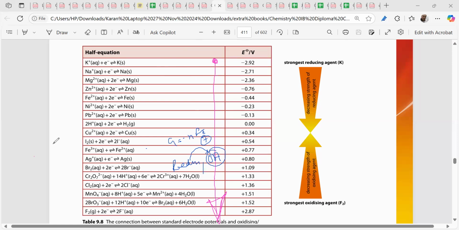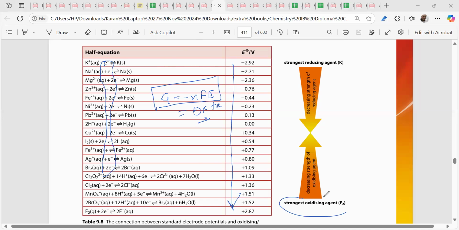But always use this formula, which is not in the book. It's from my trick, I'm telling you. G is equal to minus NFE. These are reduction reactions. So, negative into positive is negative. So the more positive, the more reduction, which means they will behave as the strongest oxidizing agent. Any species that suffers reduction behaves as the oxidizing agent.